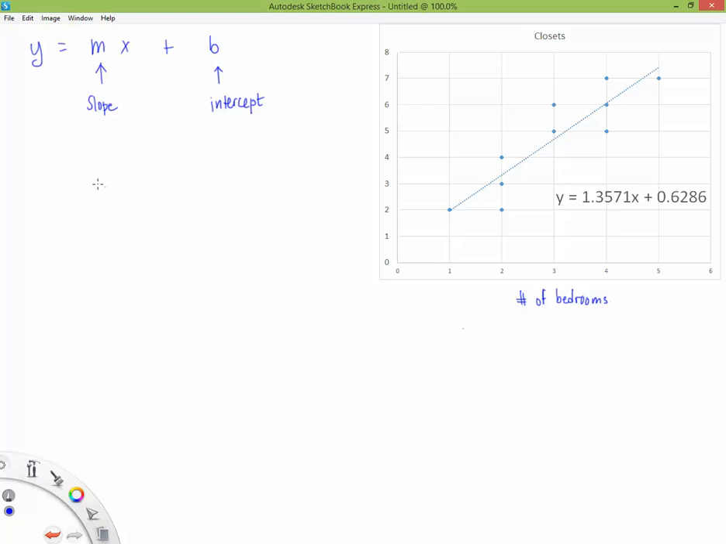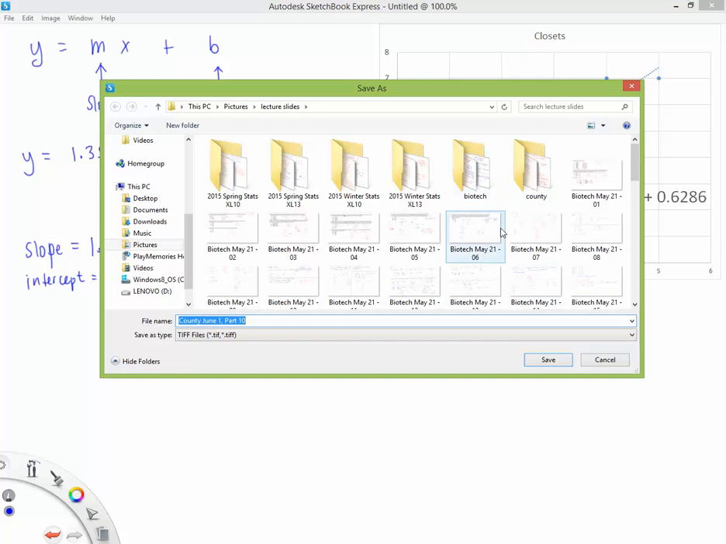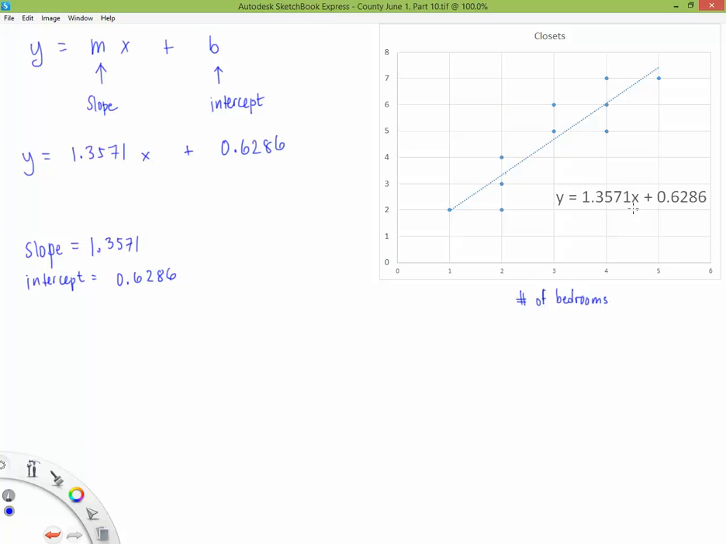So in our equation we have y equal to 1.3571x plus the b, which is 0.6286. So what is our slope? Our slope is 1.3571. And what is our intercept? 0.6286. So if you're given an equation, you should be able to identify the slope and the intercept.